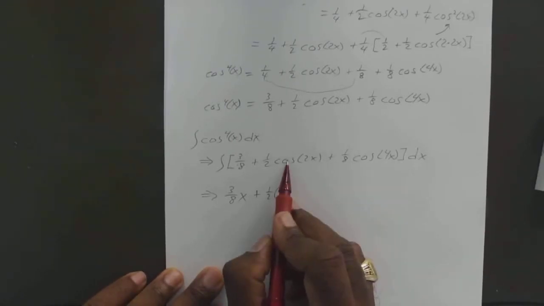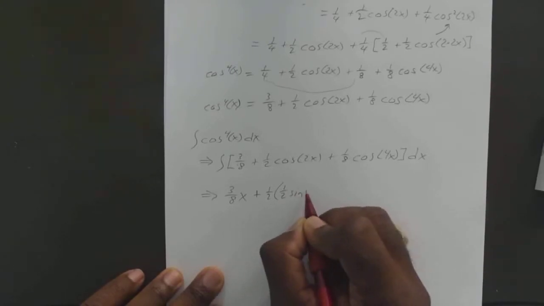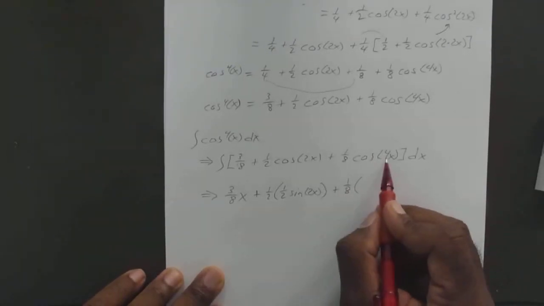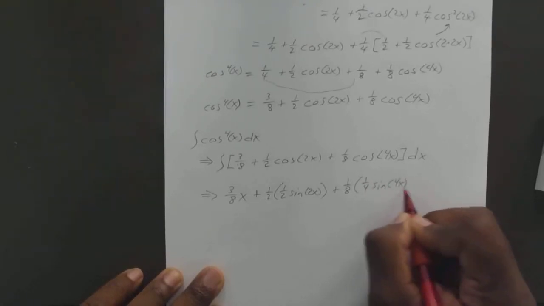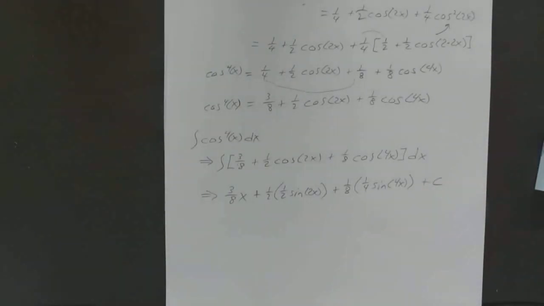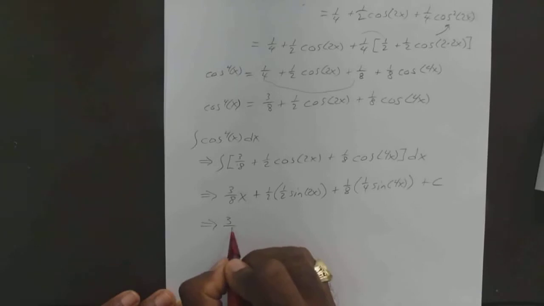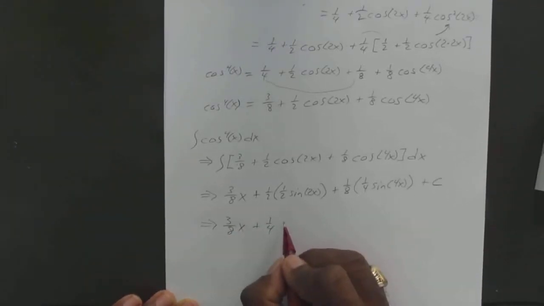So the integral of 3/8 is just 3/8 x, plus 1/2 times the integral of cosine 2x, which is 1/2 sine of 2x, plus 1/8 times the integral of cosine 4x, which is 1/4 sine of 4x, plus c.